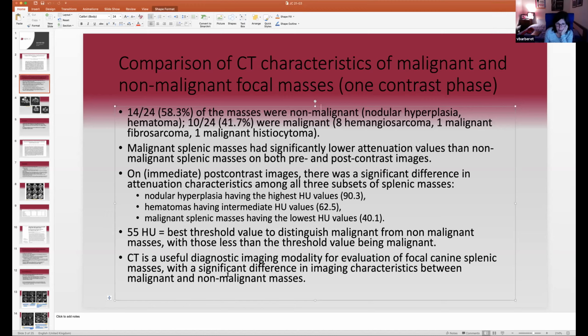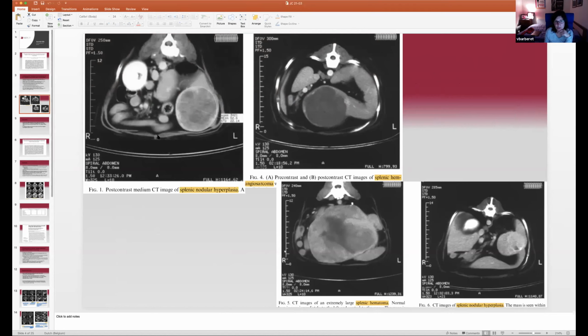So for this first study, they definitely mentioned that there was a difference in the CT attenuation. So that's the example they showed on their images with nodular hyperplasia, this one and this one, and hematoma, quite mixed in attenuation, and the hemangiosarcoma, which was quite necrotic or cavitated in that one, and definitely much more hypoattenuating than the others based on this.